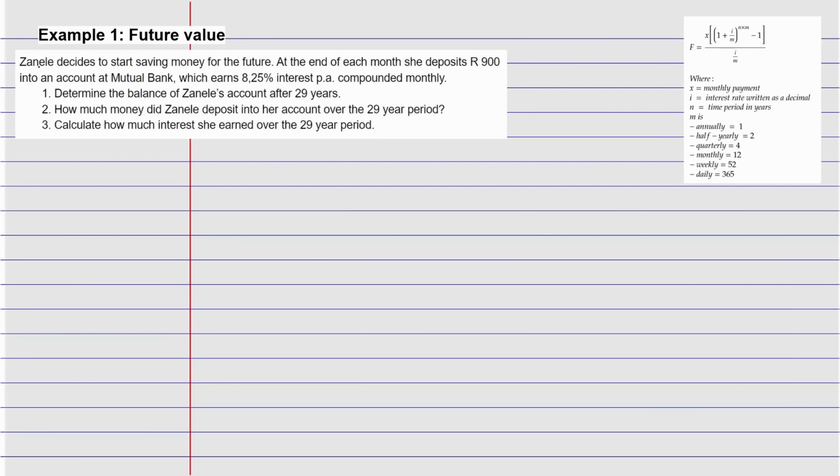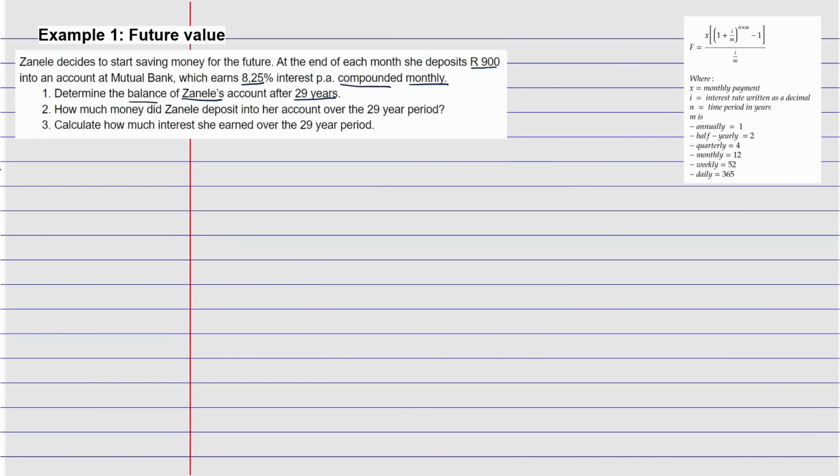So the question says, Zanele decides to start a savings account for the future. At the end of each month, she deposits 900 Rand into the account at the mutual bank, which earns 0.25% interest per annum compounded monthly. The first question says, determine the balance of Zanele's account after 29 years.